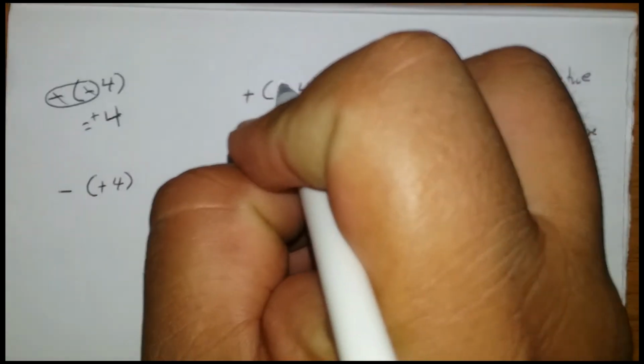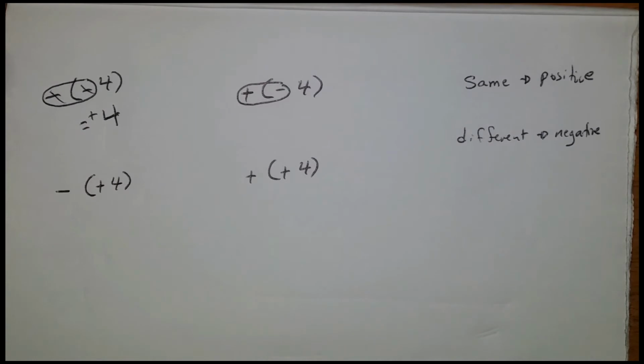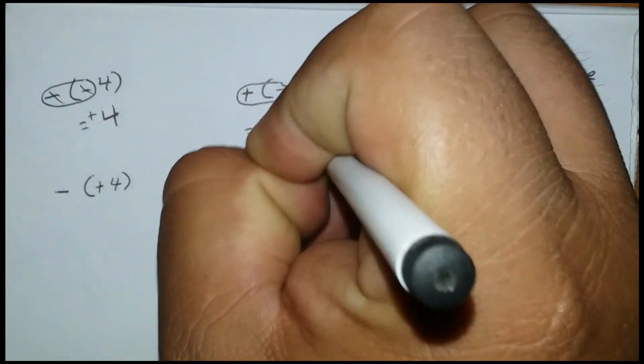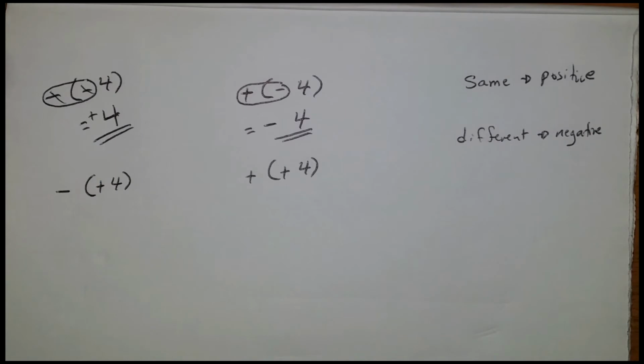Whenever I have signs that are different, I quickly circle it, and then I say positive and negative, they cannot cancel out because they're not the same like the negative and the negative. So that means if they do not cancel out, my answer will be negative. So I have a -4 there as my final answer.